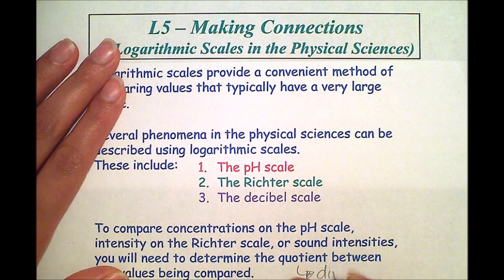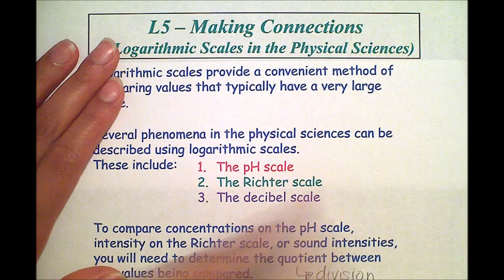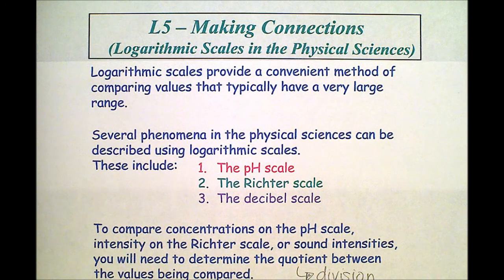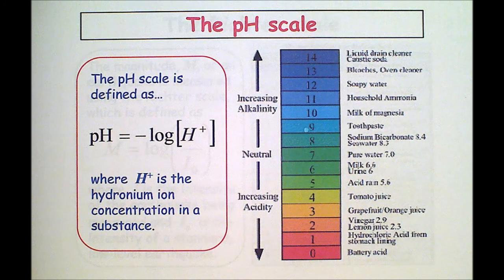And so we'll look at some examples of each of these so that you can see how the logarithmic scales actually work. Okay, the first scale we're going to look at is called the pH scale. And the pH scale is defined as pH equal to the negative log of the concentration of the hydronium ion.